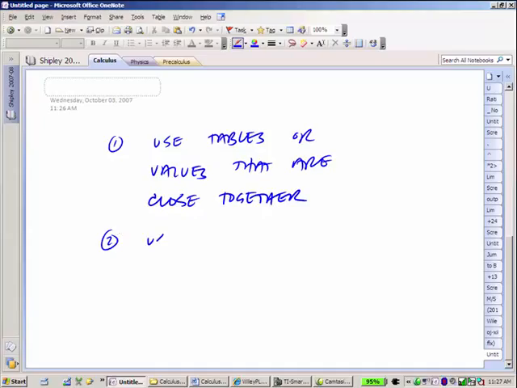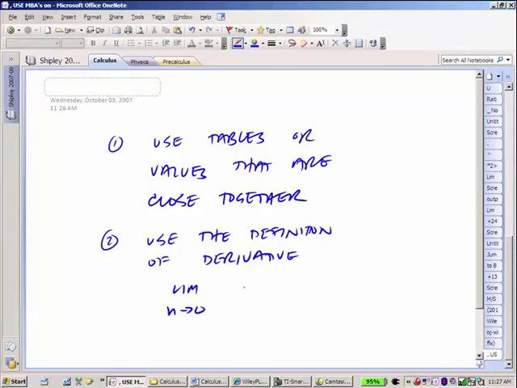Another thing you can do is use the definition of the derivative. And the definition of the derivative is something very, very special. It's the limit of the difference quotient. And it's also the analytical or algebraic way of doing it.